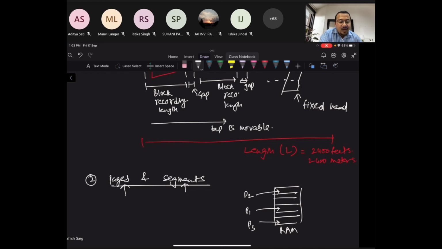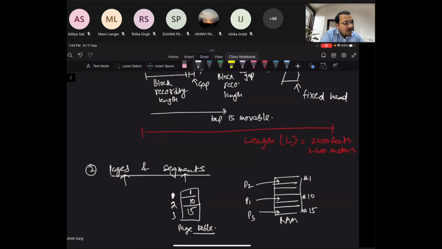So we have to maintain a list, let's say 1, 2, 3. Page 1 is going into, let's say, frame number 1. This is frame number, let's say, 10, and this is frame number 15. So we have to write 1, 10, 15 here, and this is called the page table. Since we have to know which page number is stored in which frame, for that purpose we need to have a page table.